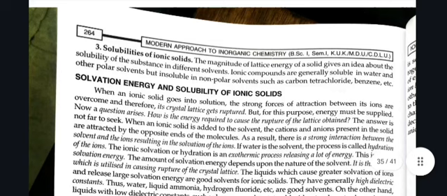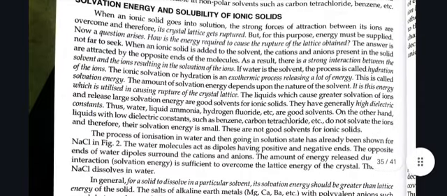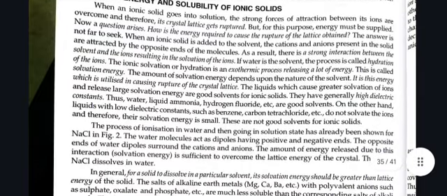When an ionic solid is added to the solvent, the cations and anions present in the solid are attracted by the opposite ends of the solvent molecule. As a result, there is a strong interaction between the solvent and the ions, resulting in the solvation of the ions. If water is the solvent, the process is called hydration. The ionic solvation or hydration is an exothermic process releasing a lot of energy. This is called solvation energy. The amount of solvation energy depends upon the nature of the solvent. It is this energy which is utilized in causing rupture of the crystal lattice.